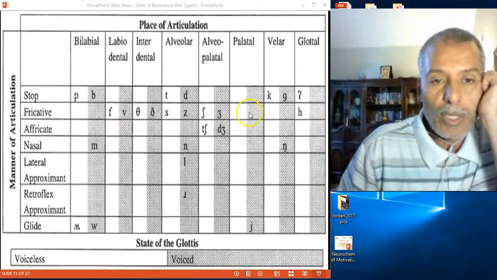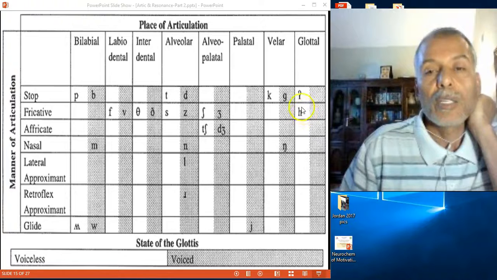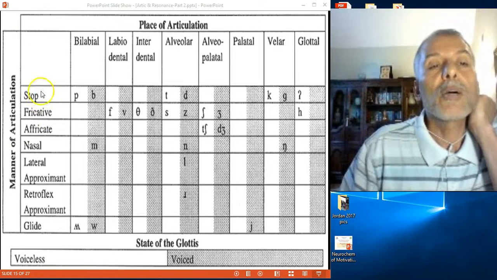So these are 4 cognate pairs, and then you have the h as in hand. This is a voiceless glottal fricative. Then out of the stops and fricatives, you can make 2 sounds as a combination of these 2.